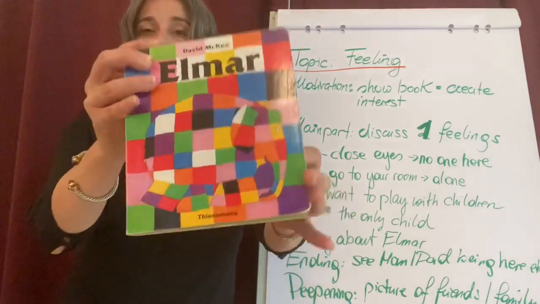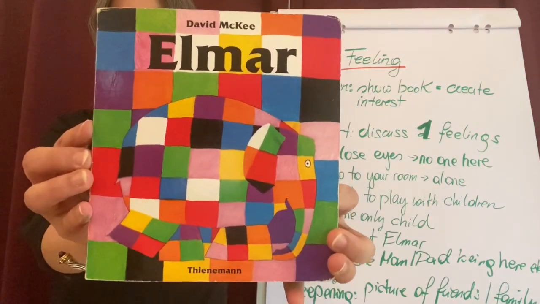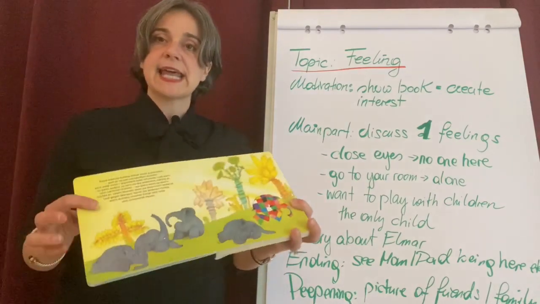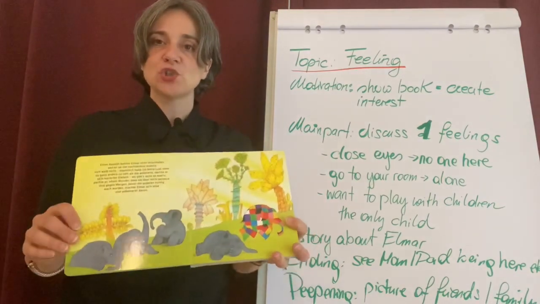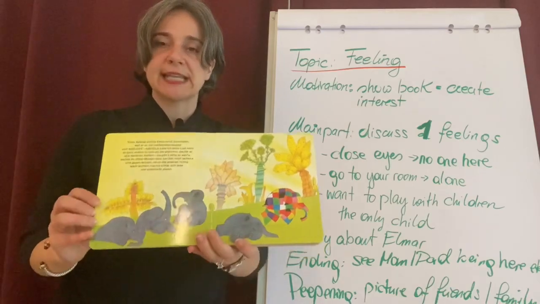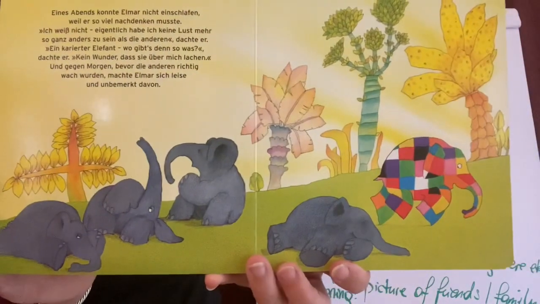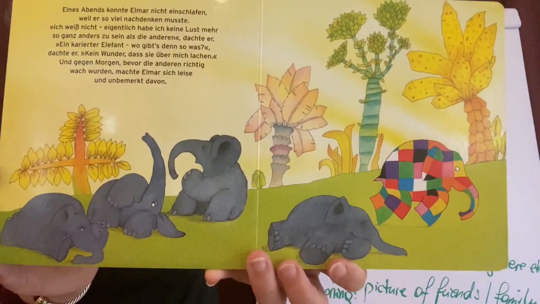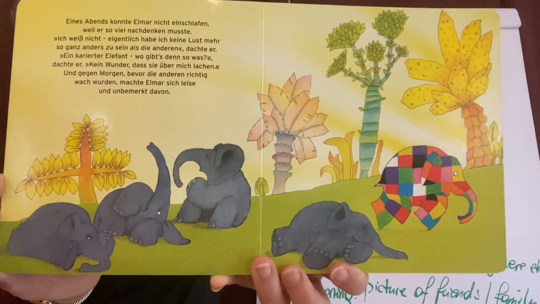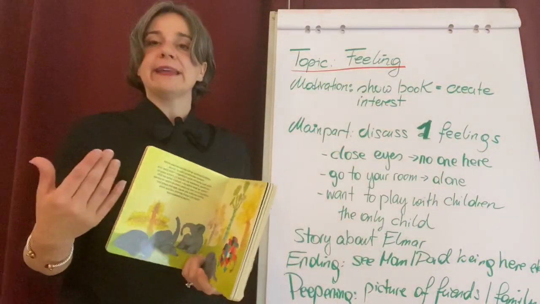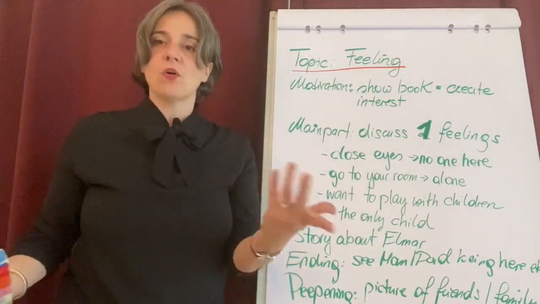Maybe you know the picture book of Elmar. I introduce it extra in another video. So if you're interested in that, I will put the link on the bottom on the YouTube so that you can also look at that. See, Elmar is an elephant who looks very different than all of the other elephants. So he sometimes is feeling very lonely. Even though there are other elephants, there's no one like him. So that also could create a feeling of loneliness or alone.